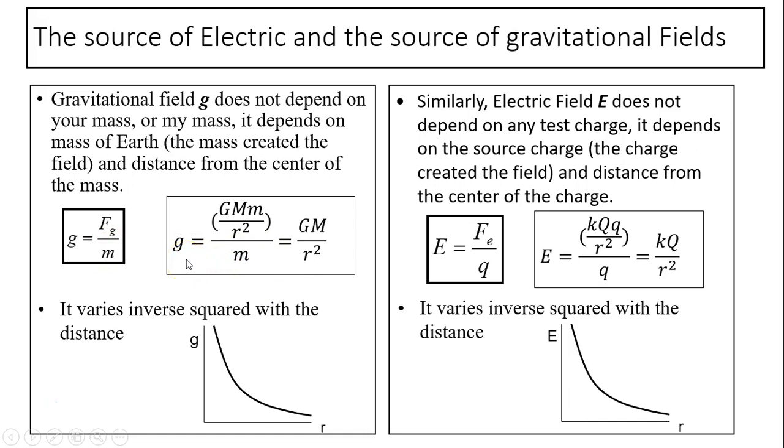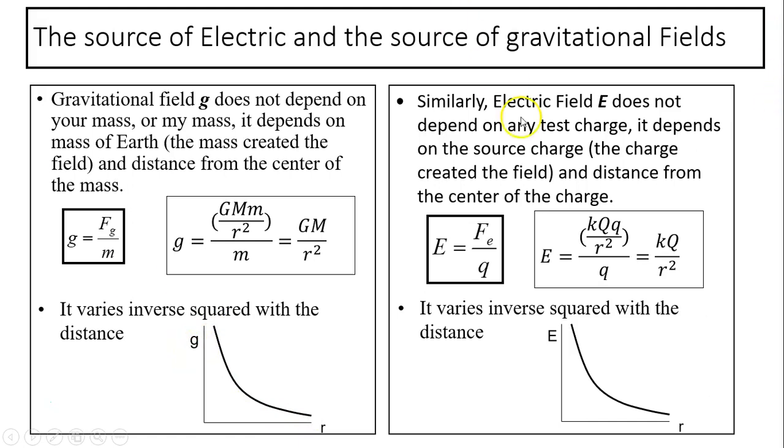How do we find that field? We use G times big M over r squared. This is the mass of the Earth divided by distance squared. So that is another way we can find gravitational field strength. So it is inversely related to the square of distance. As you move away from the Earth, g is getting smaller and smaller.